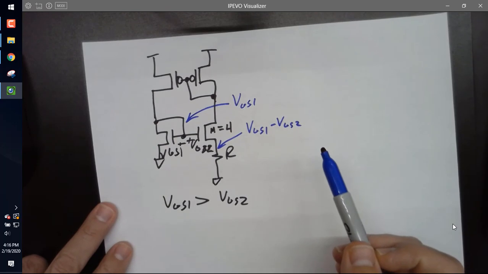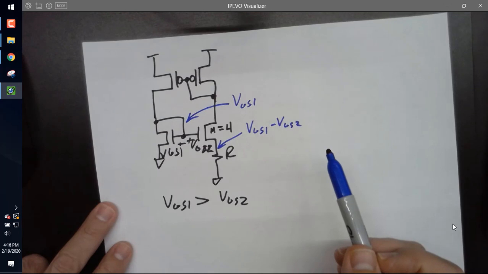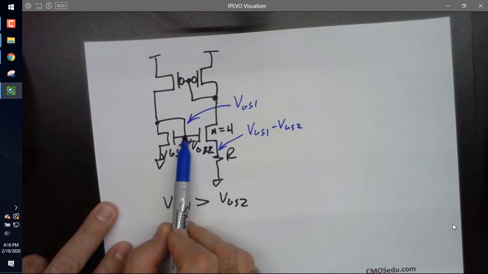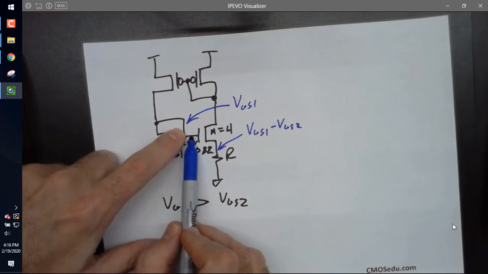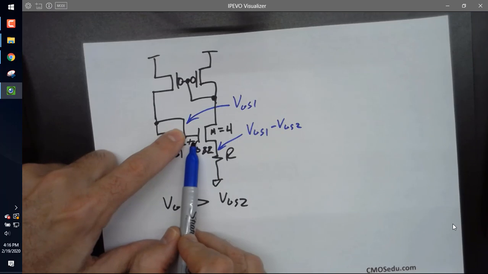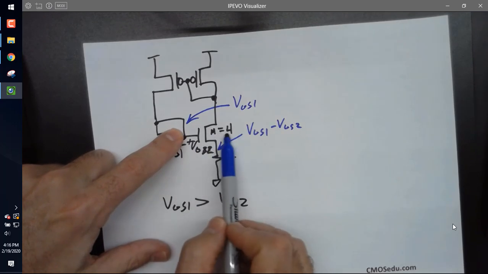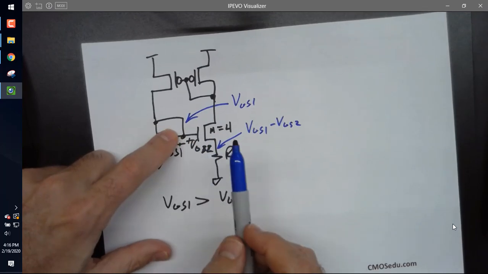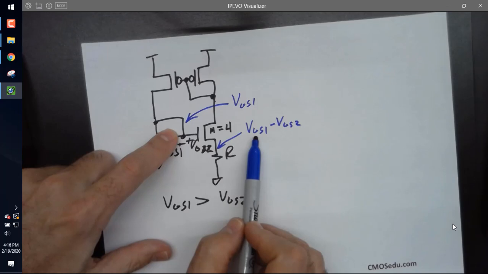Everybody got that? Make sense, Luis? So this voltage is VGS 1. So this voltage plus to minus is VGS 2. So this is wider. So for the same current, because it's wider, its VGS 2 has to be lower. So this VGS 2 has to be less than VGS 1. Okay? Does that make sense?